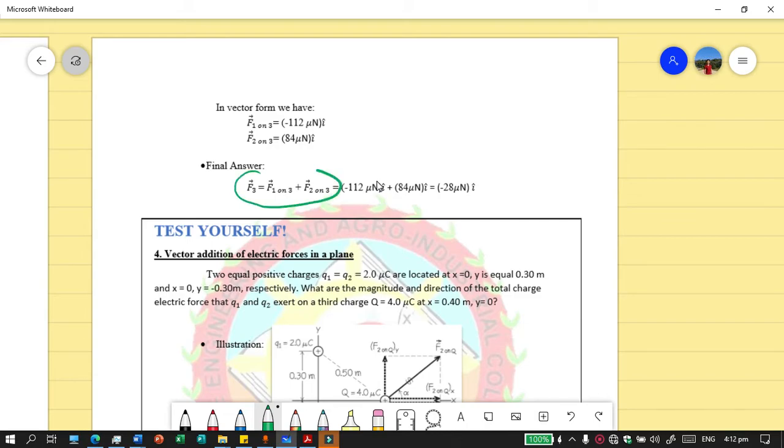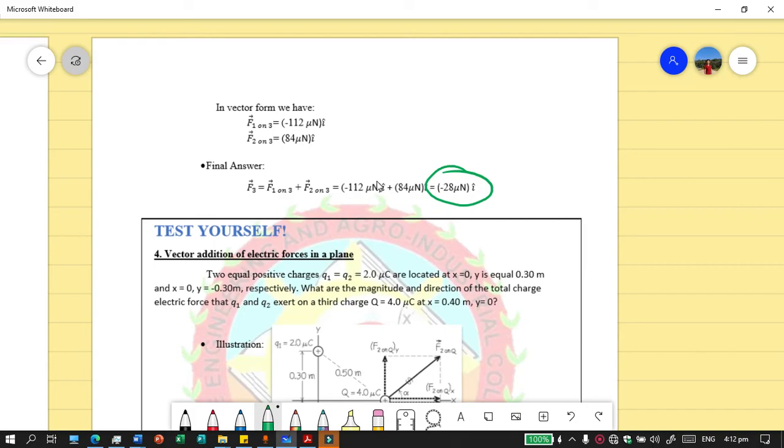F3 is equal to the sum of all the forces acting on it. So by putting all the values, we have negative 112 micronewton sub I plus 84 micronewton sub I is equal to negative 28 micronewton. So this is now our final answer. Okay, that is our final answer.